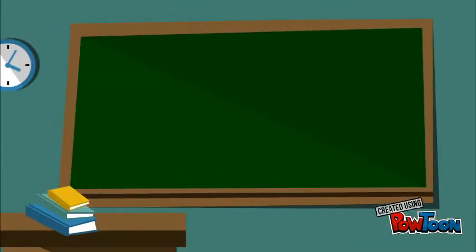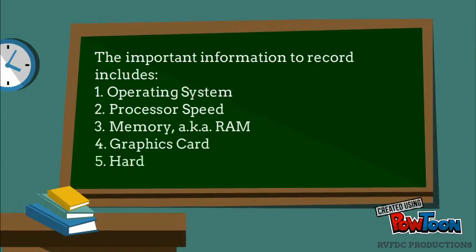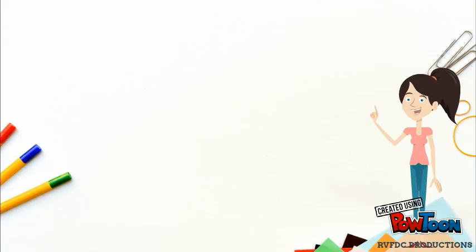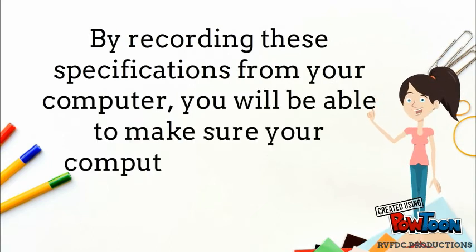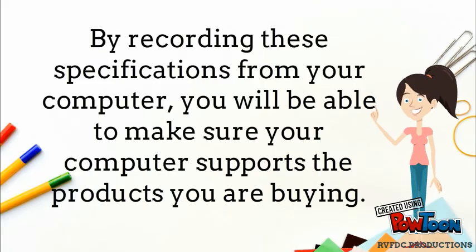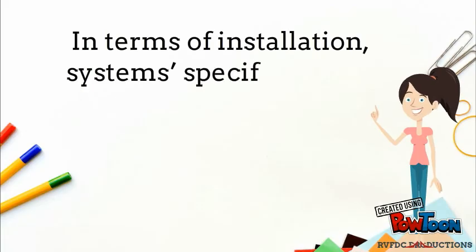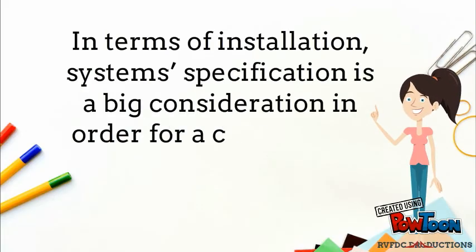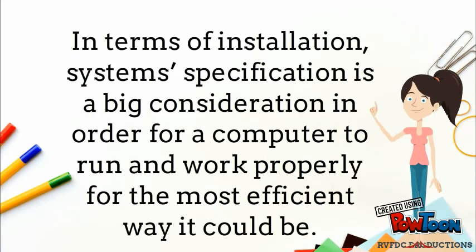So what is the important information that you have to take note of? This includes the operating system, the processor speed, memory, graphics card, hard disk space, and the input and output ports. By recording these specifications from your computer, you will be able to make sure your computer supports the products you are buying. In terms of installation, system specification is a big consideration in order for a computer to run and work properly in the most efficient way it could be.